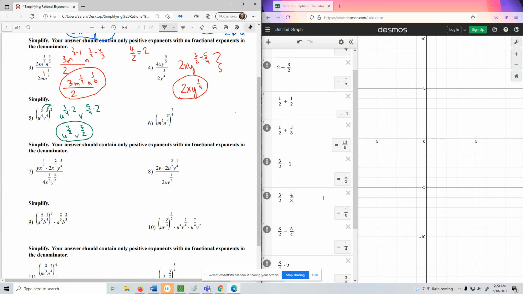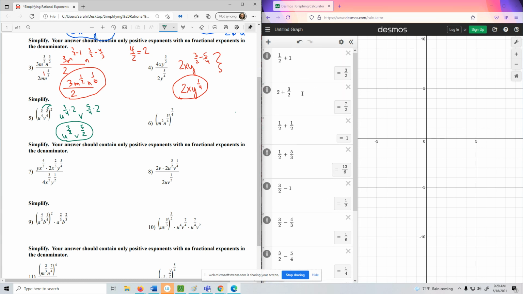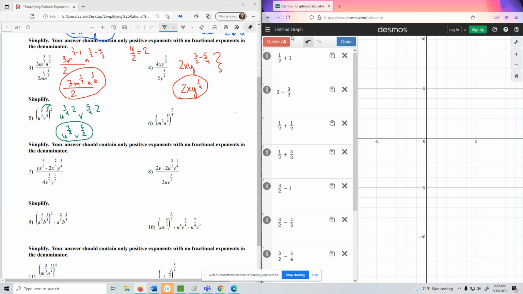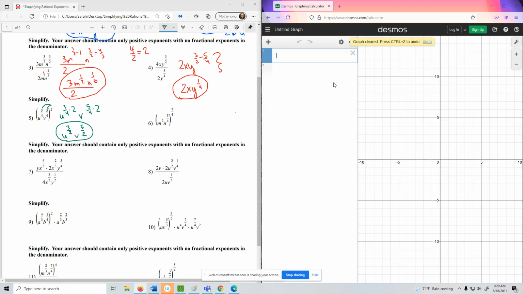Another thing, friendly reminder in Desmos, this is getting pretty cluttered. If you want to get rid of everything you've typed in so far, if you hit this little gear looking thing and hit delete all, it'll clear everything out. So sometimes it's helpful when you're doing a lot of small calculations.